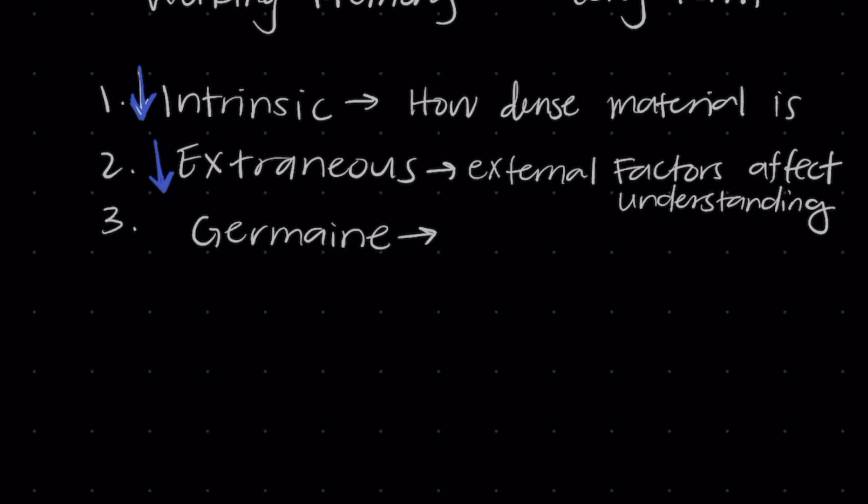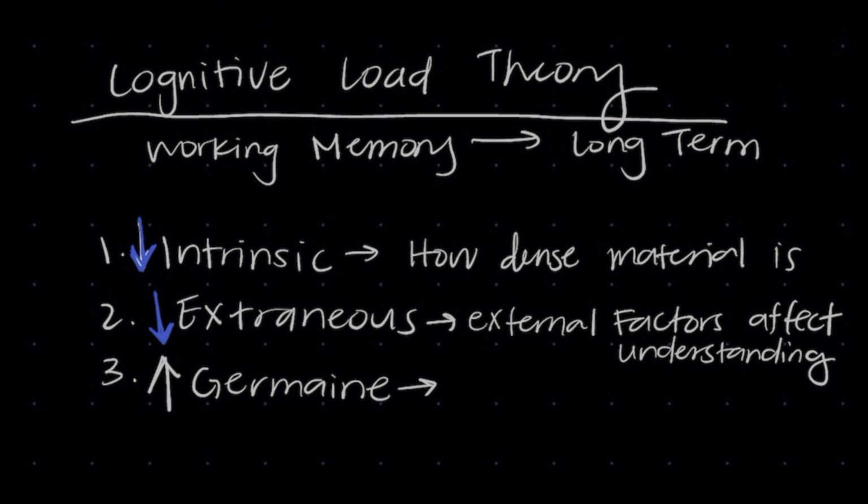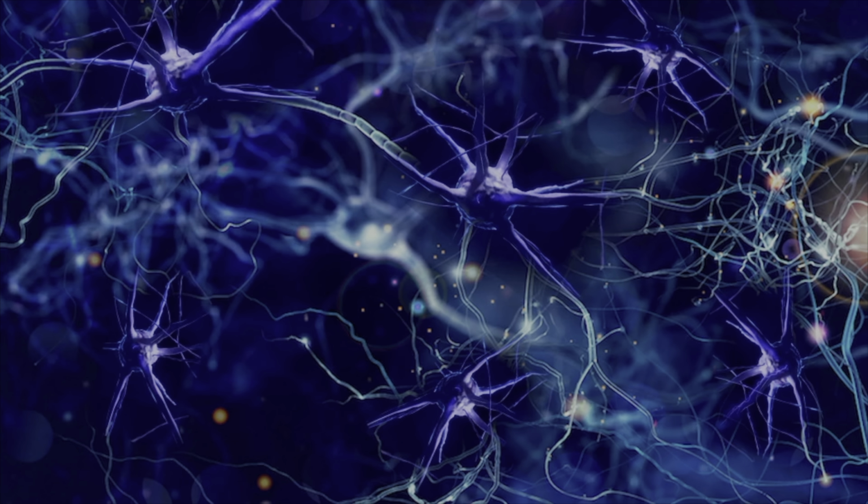The one that you do want to maximize though is going to be the germane cognitive load. So germane cognitive load is the way that you're able to connect information that you're learning right now to any previous information that you have learned. Making these connections is going to strengthen the neurons in our brain.